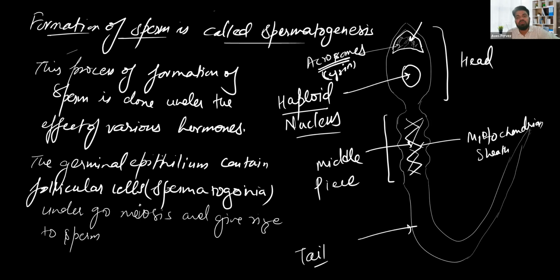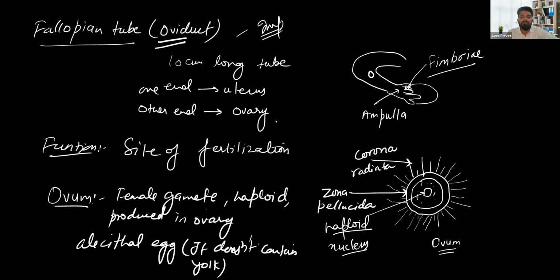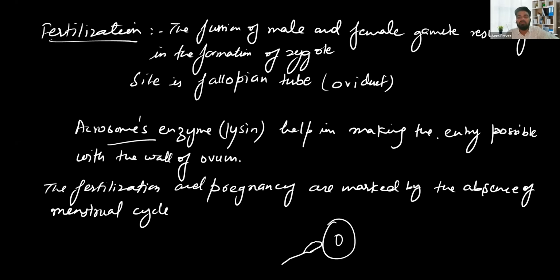This lysin is going to disintegrate the wall of the ovum when it gets fused with it, and that helps in the fusion of the sperm with the nucleus of the ovum. So acrosome enzymes help in making the entry possible through the wall of the ovum.